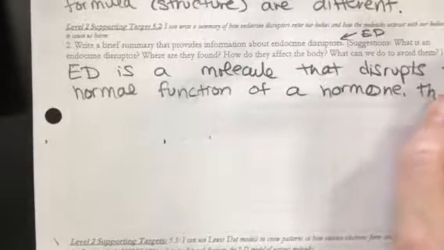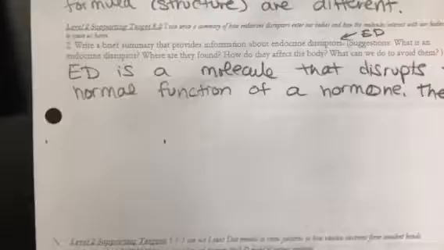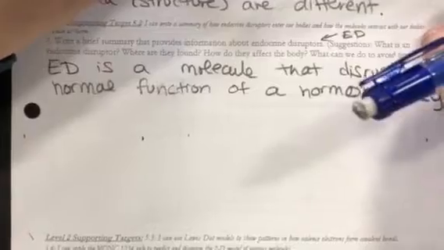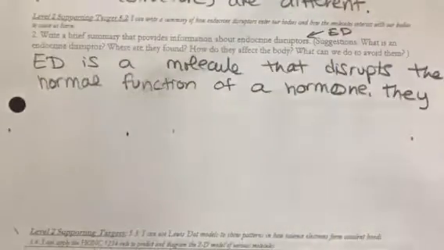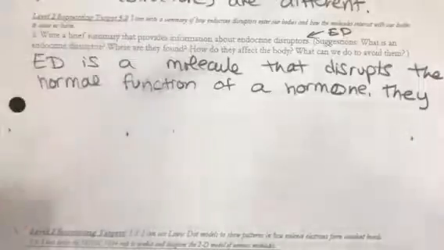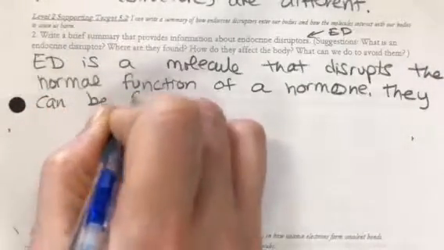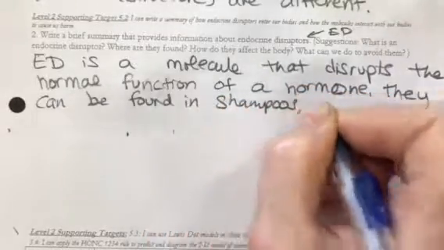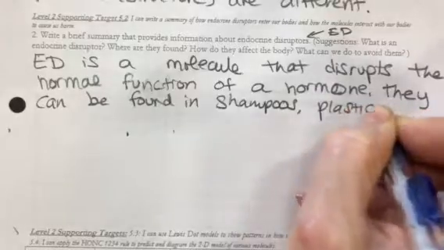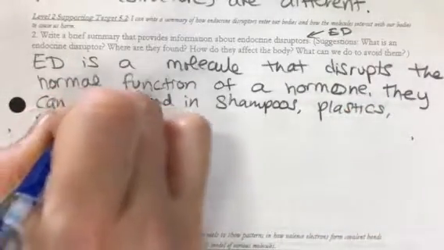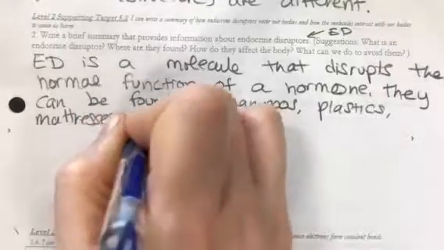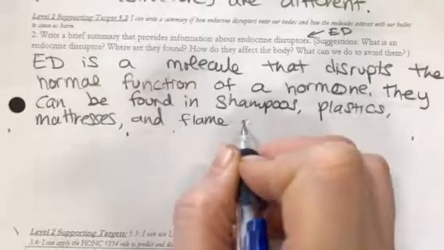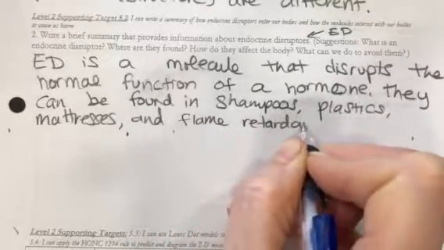Where can they be found? They can be found in many places. You can do a long list of them. So they can be found in shampoos, plastics, mattresses, and anything that has a flame retardant on it. So, this is just a couple things that you would find.